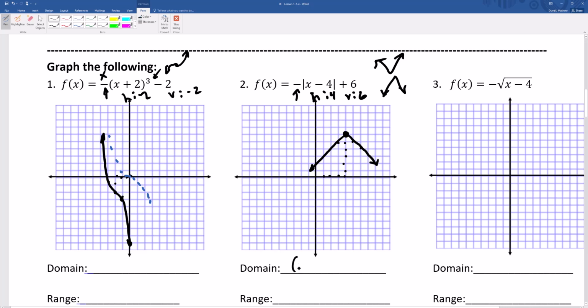Now for this one, my domain is -infinity to +infinity. My range is going to be from -infinity, and it's going to stop here at 6.